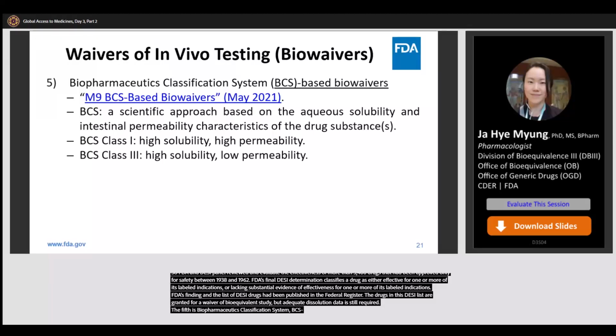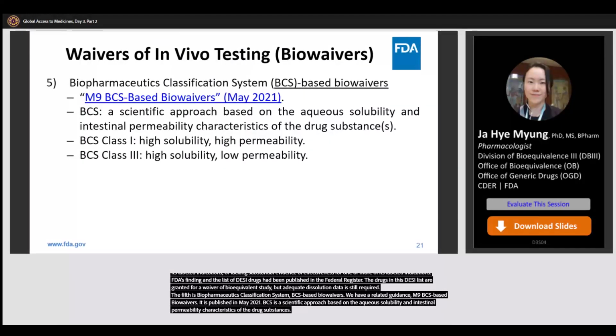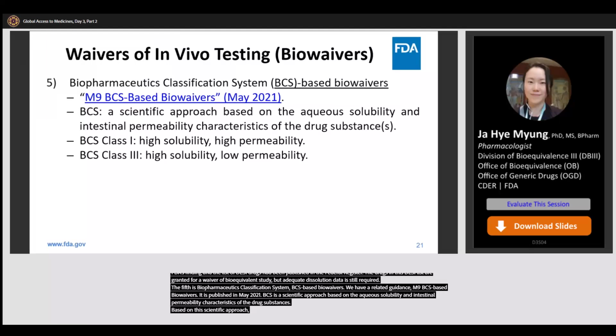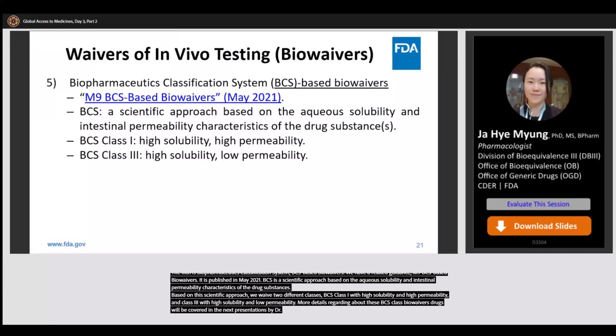The fifth is Biopharmaceutics Classification System, BCS-based biowaivers. We have a related guidance, M9 BCS-based Biowaivers, published in May 2021. BCS is a scientific approach based on the aqueous solubility and intestinal permeability characteristics of the drug substances. Based on this approach, we waive two different classes: BCS Class 1 with high solubility and high permeability, and Class 3 with high solubility and low permeability. More details regarding these BCS-based biowaiver drugs will be covered in the next presentations by Dr. Rong Wang from the Office of Bioequivalence, as well as by Dr. Yi Zhang from the Office of Research and Standards.